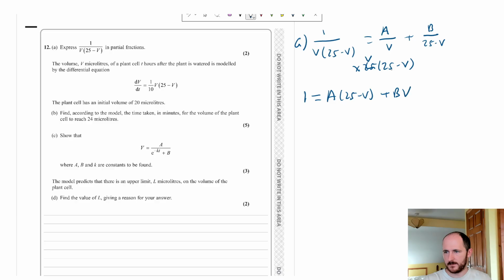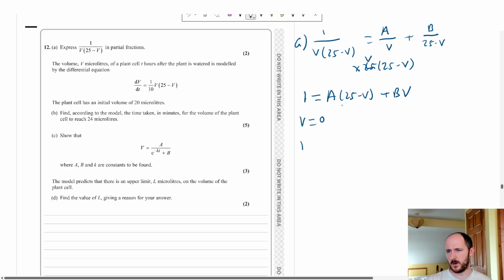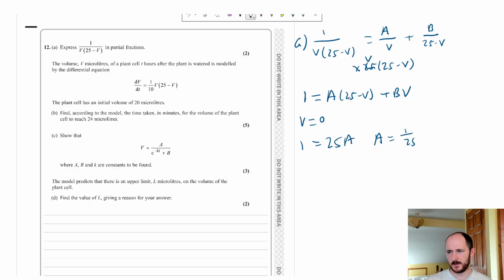plus b times v. And now all we need to do is sub in some values of v, for which we can find out what a and b are. So the first one I'm looking at is v equals 0. We get 1 equals, the bv goes away, that'll be 25a, which means a is 1 over 25. And the other one that we're going to use is v equals 25. And we get 1 equals 25b, and we get the exact same thing again, 1 over 25.